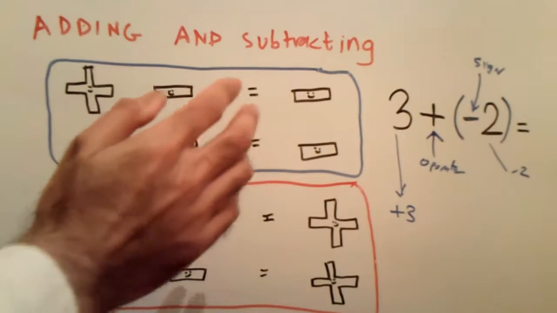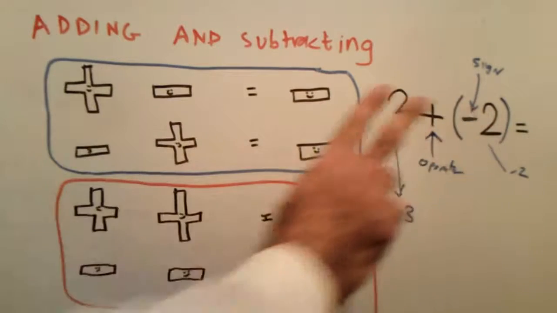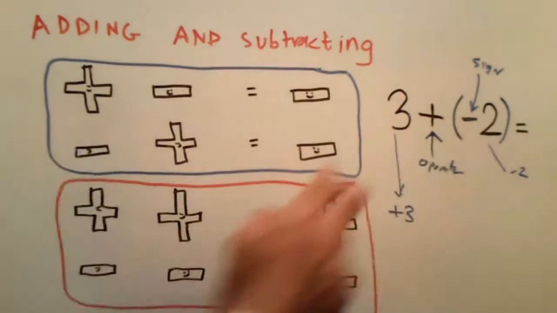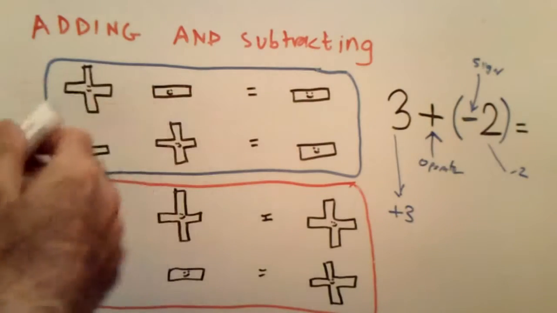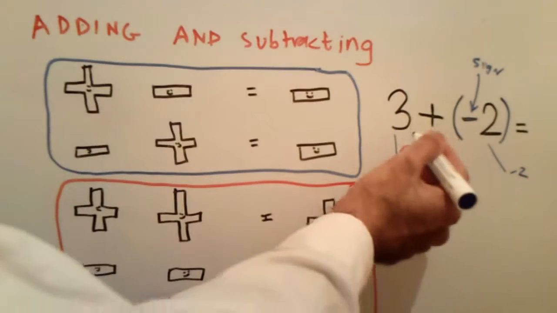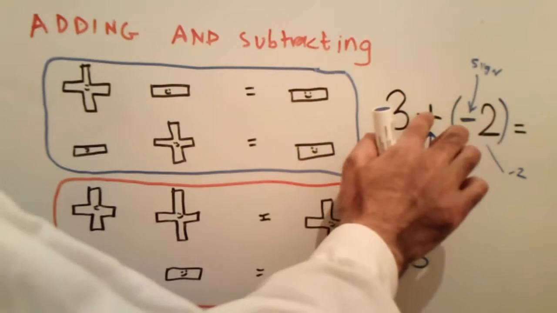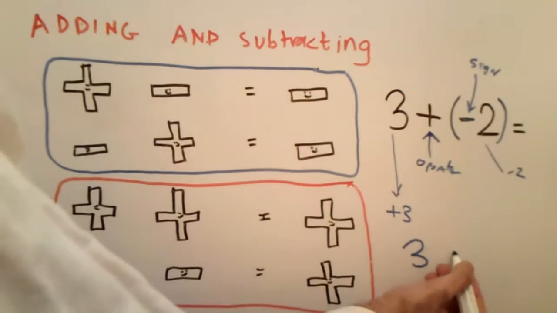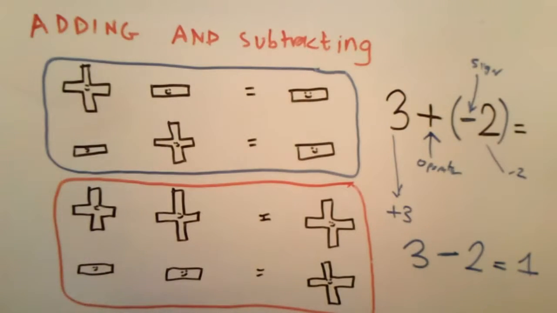Now let's look at our symbols here. We've got a plus here, and we've got a negative here. Now they're touching. So what happens when they touch? We've got a plus and a minus. When they come together, they become a minus. So we can rewrite 3 plus negative 2 as 3 take away 2, which is equal to 1. So basically what this is saying is that 3 add negative 2 is the same as 3 take away 2, which is equal to 1.